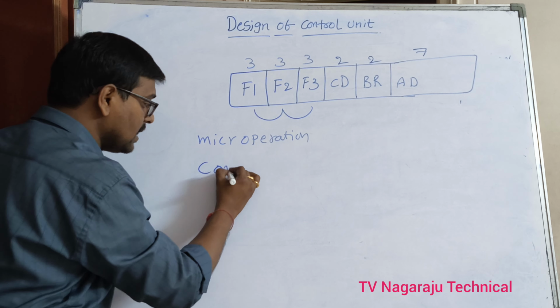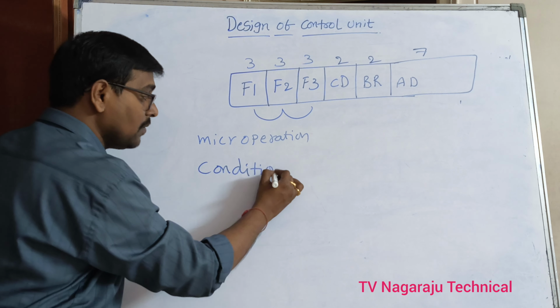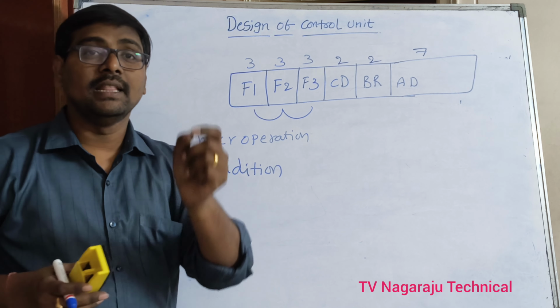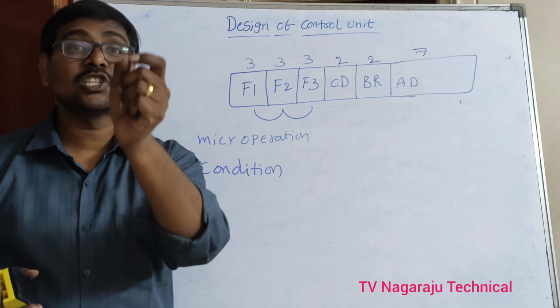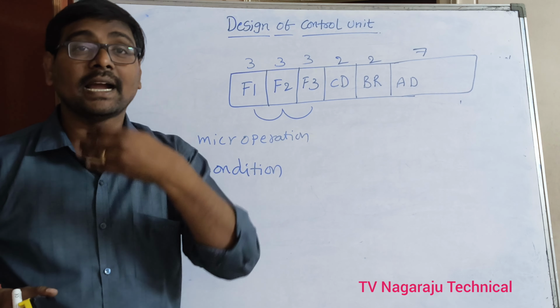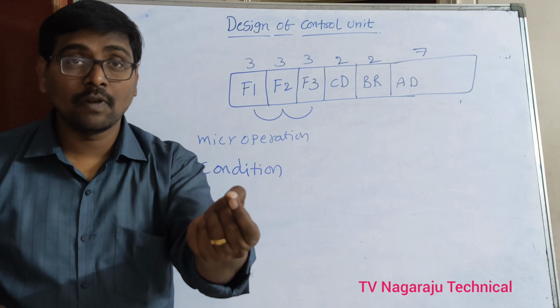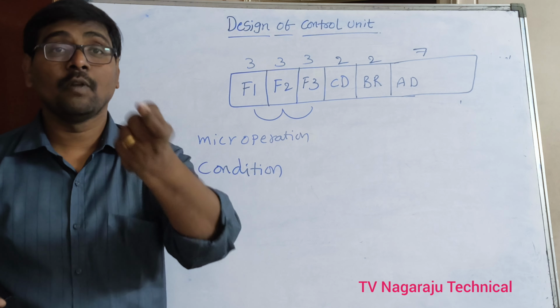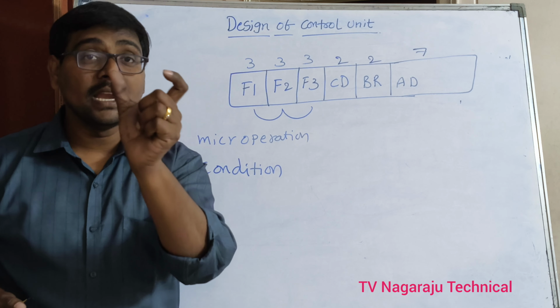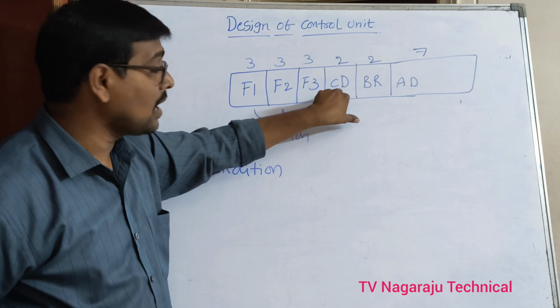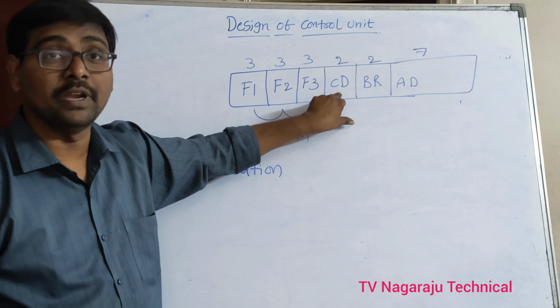Second, CD in the sense the condition field. Condition field in the sense it selects the status bit, that is the condition flag or status bit: zero flag, sign flag, overflow flag, carry flag. That status bit is identified or selected by using this field.